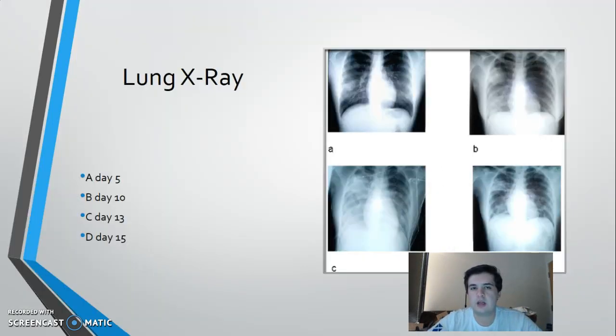So here's a lung X-ray of a person with SARS, and you can see that this is day 5, day 10, day 13, and day 15. You can see that as time progresses, the lungs become more opaque in color. That's pretty significant considering that by day 13, the lungs are very opaque and really hard to see directly. They're not very clear at all.